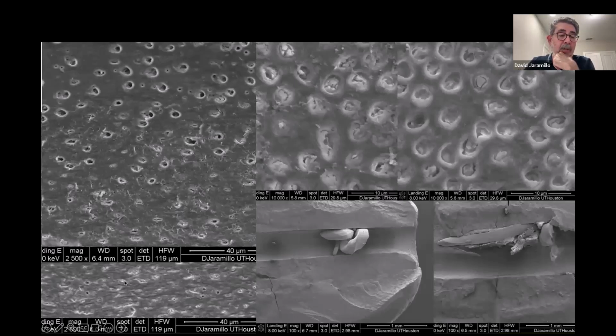This is the apical portion. Let's remember that in the apical portion, there's a less amount of dentinal tubules, but still we can see some dentinal tubules plugged here in this area. And why I'm showing you this picture is that you need to be careful with the instrument because the instrument might break inside the root canal. So be careful with that.